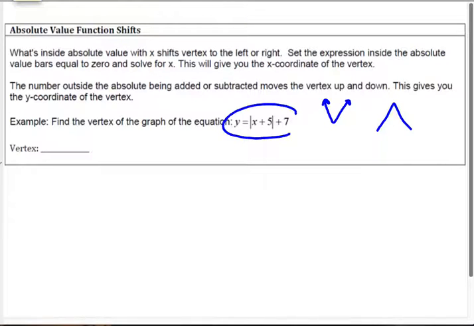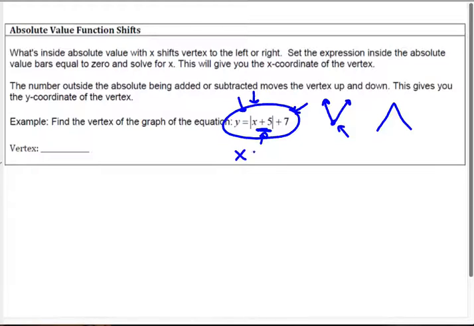This particular function, because there's no negative in front of the absolute value, is going to open up. So your vertex is going to be a minimum point. This absolute value controls your lowest point, basically. The lowest value you're ever going to get here is when you plug in -5 for x, because -5 plus 5 would be 0. 0 is the lowest that this can be. If I put -6 in there, it's -6 plus 5. That'd be -1. When I take the absolute value of it, it is 1, so you'd be adding that 1 to 7. So you can find the vertex.